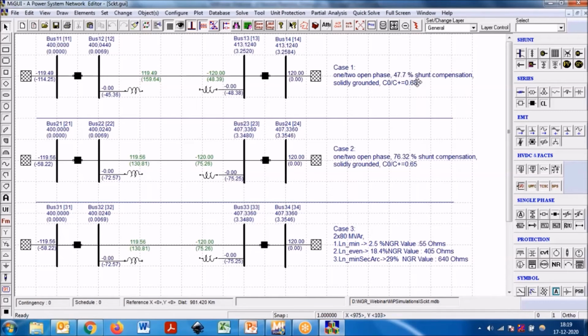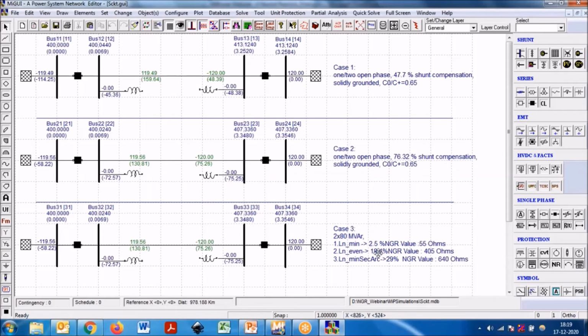The 47.7% compensation is less than your ratio, which for this example is 65. So definitely we don't get a resonance problem in this circuit. The next, second case, we'll have an 80 MVA reactor for the long line. Then the degree of compensation is coming around 76. Okay. Then we can also see the third case for the same 80 MVA reactor.